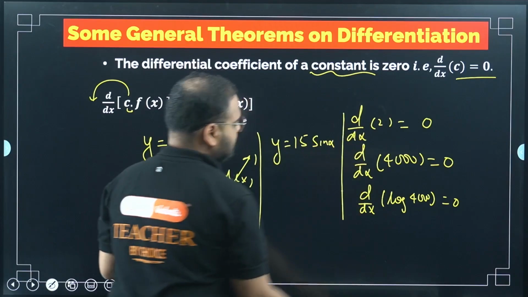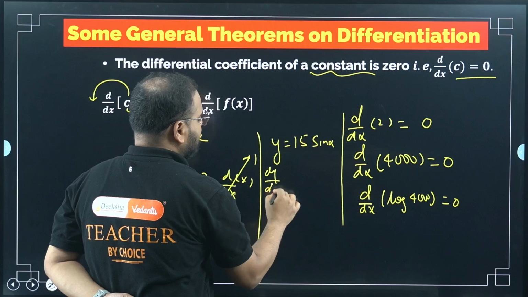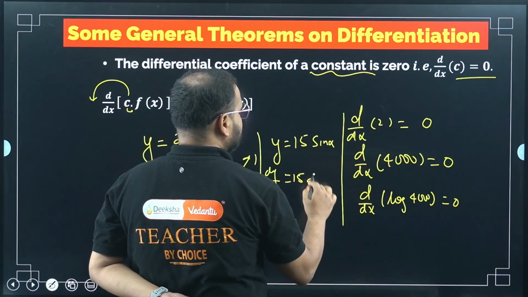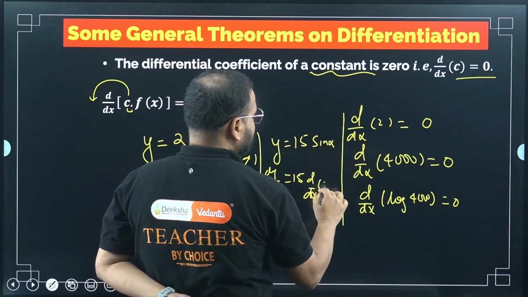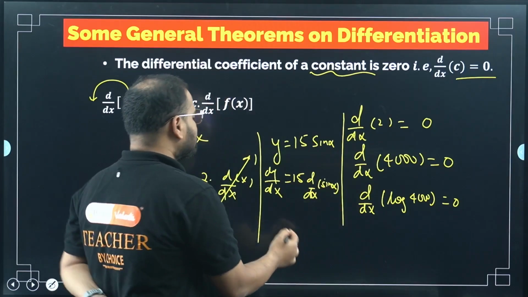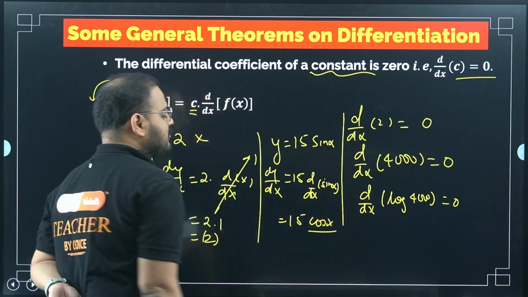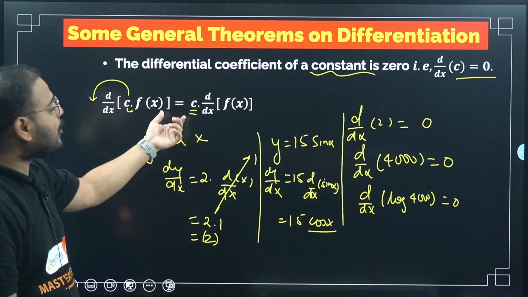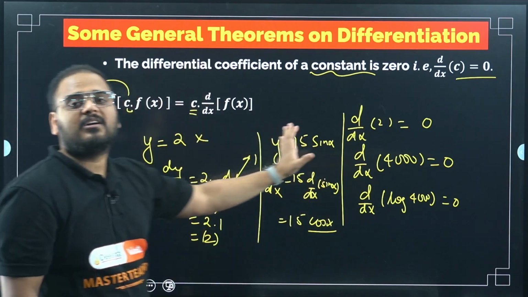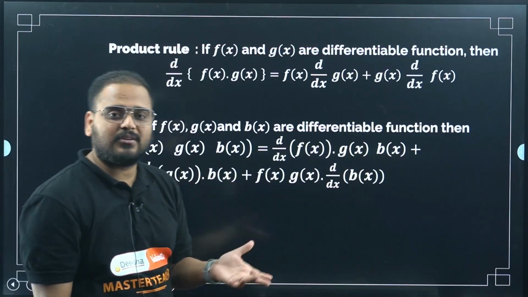What will happen? Just take dy by dx. If I'm asked to find the differentiation, I'll take 15 outside and write differentiation of sin x with respect to x. Sin x with respect to x, what I get? 15 cos x. This is my answer. So if I have a constant multiplied to the function, I can simply take the constant outside and do the differentiation, whatever the formula that we have for that particular function.